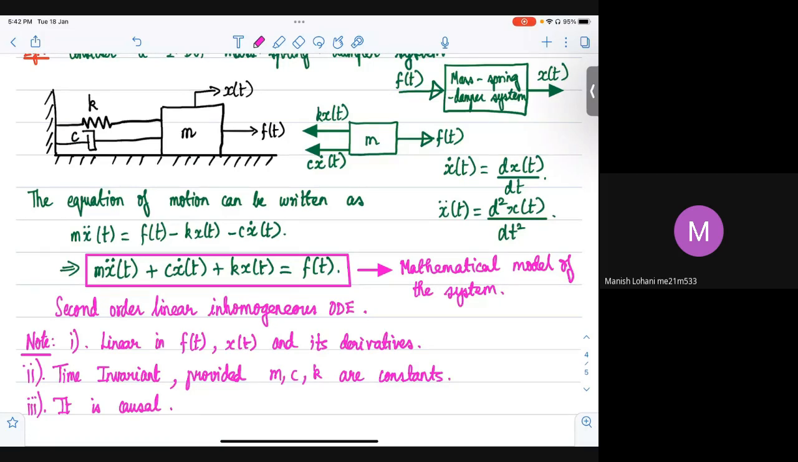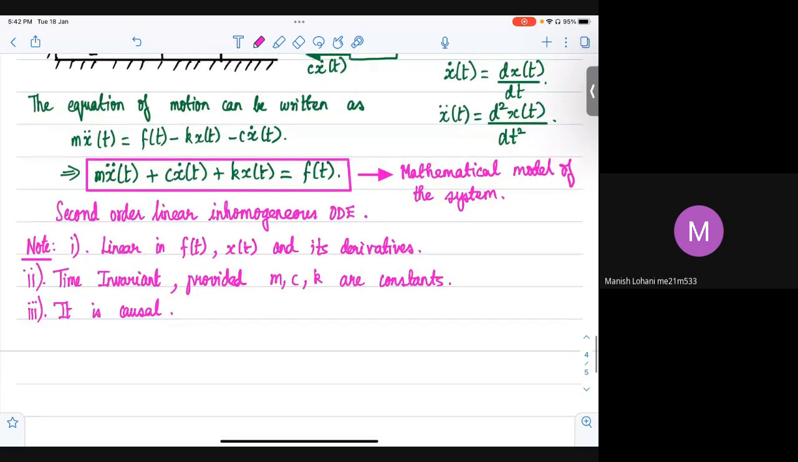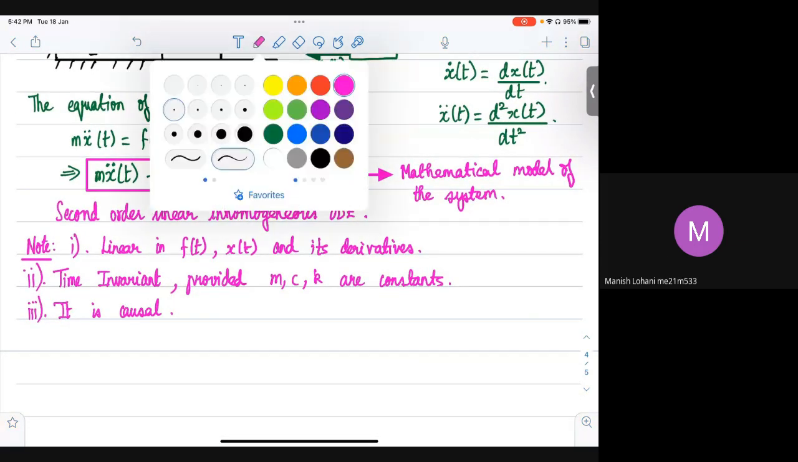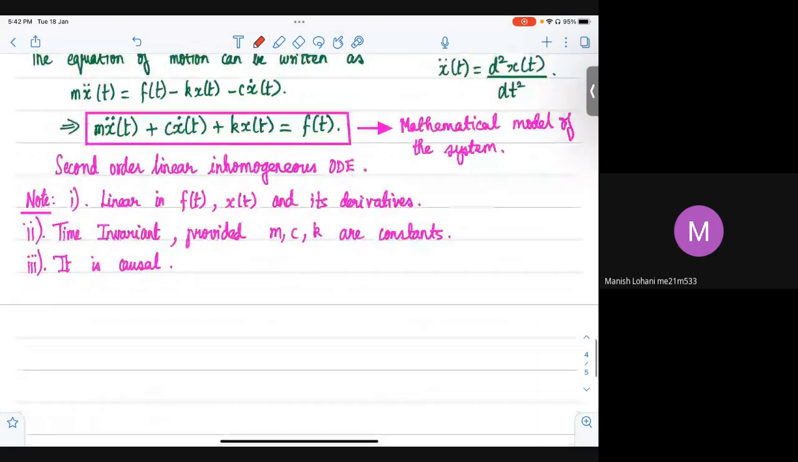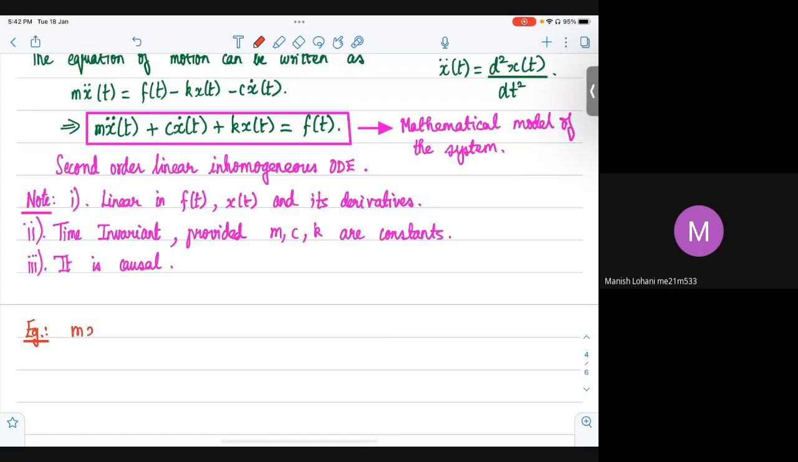Now let me also write down some variants of this. Let us say I consider another example wherein I have the same mass spring damper system, but now the damper and the spring have time varying characteristics. What do we mean by this? The damping coefficient c and the spring constant k are functions of time. This can happen in practice, right?